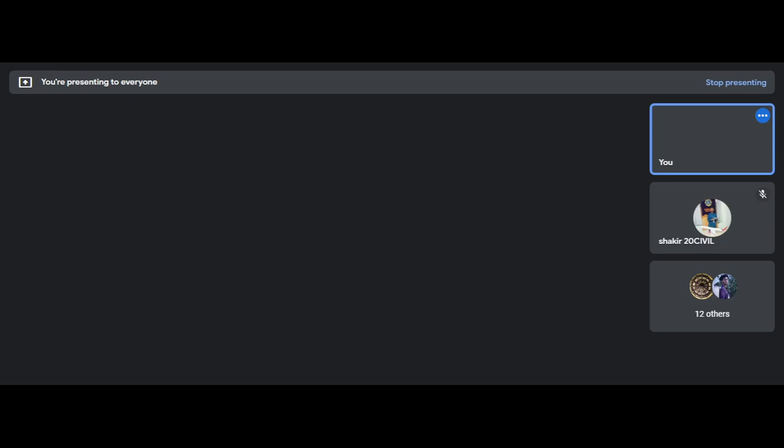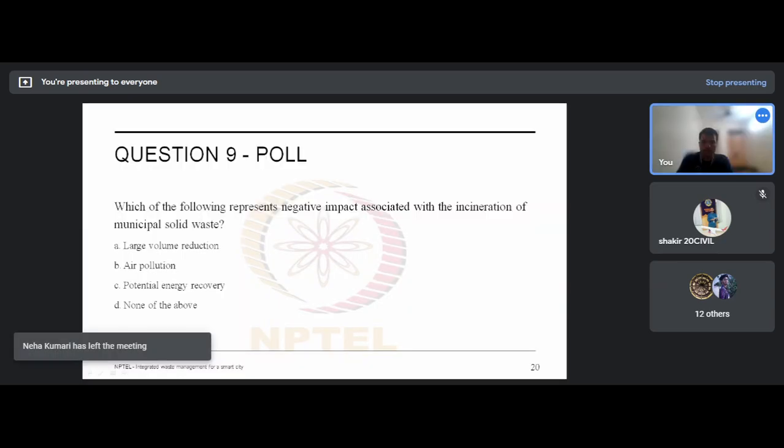So the next question is a poll, question number 9. Which of the following represents a negative impact associated with the incineration of municipal solid waste? The given options are large volume reduction, air pollution, potential energy recovery, and none of the above. You can answer in the chat. I'll also drop a poll.